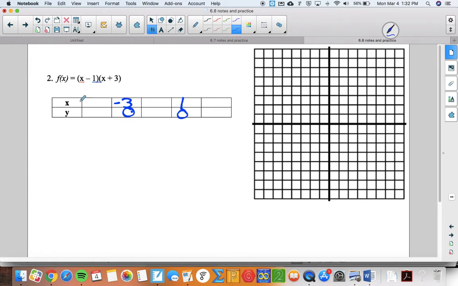So you would pick something less than negative 3, like negative 4. You'd pick a number between negative 3 and 1. Some people might want to do negative 1 because it's directly in between negative 3 and 1. Some people might want to do 0 because it's easier to work with. It's up to you. And then something higher than 1, like a 2. And now, folks, again, when you FOIL this together, your highest degree is going to be a positive x squared. So you should get a parabola upward facing.